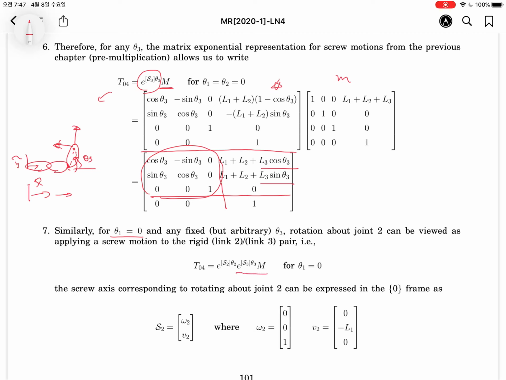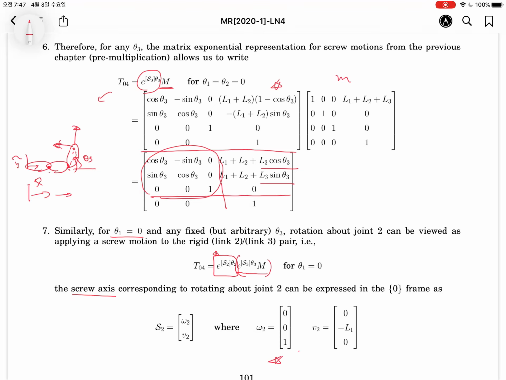At that time, from the previous derivation, we will apply one more homogeneous transformation, or matrix exponential, and this matrix will translate and rotate it. Okay, so for these formulations, we should derive the screw axis. The screw axis will be derived in a very similar way.